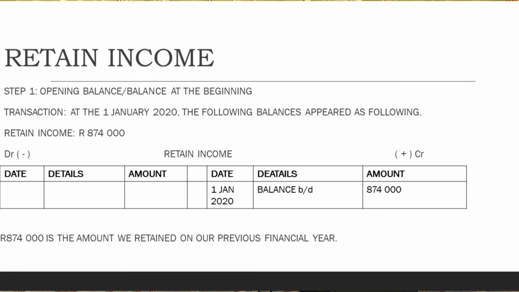We just record it as it is, guys. So you must not worry. First step, opening balance, as always. 874,000 is the amount we retained from our previous year. That's why we say it's balance brought down. It's balance brought down because we retained it from our previous year. So we are going to use this amount to open our new ledger account, to open our books, okay, for this current financial year. Am I clear? I hope so.